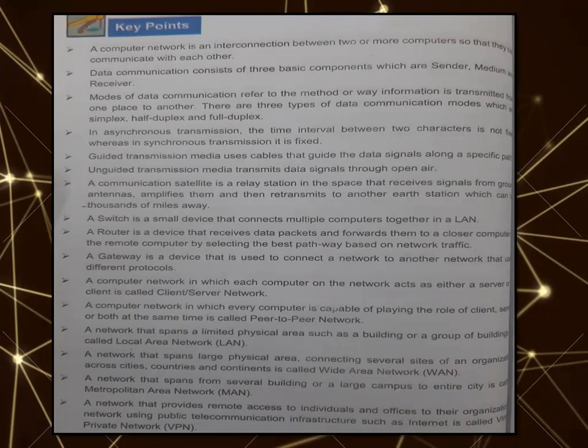A network that spans a large physical area, connecting several sites of an organization across cities, countries, and continents, is called a wide area network. Then a network that spans several buildings, a large campus, or an entire city is called a metropolitan area network, MAN. A network that provides remote access to individuals and offices to their organization's network using public telecommunication infrastructure, such as the internet, is called a virtual private network, VPN.